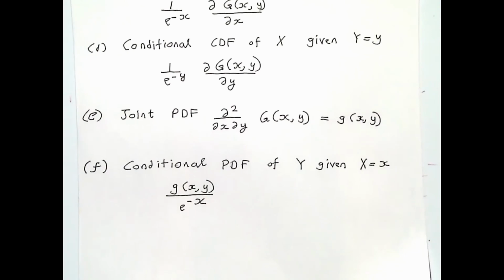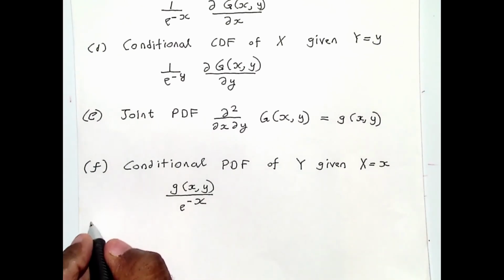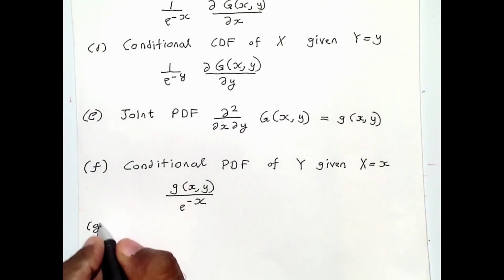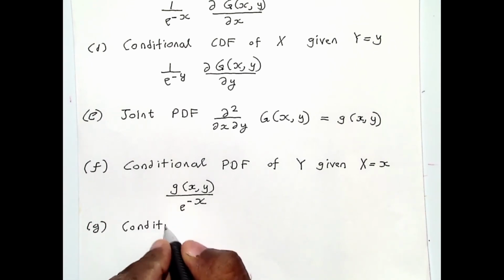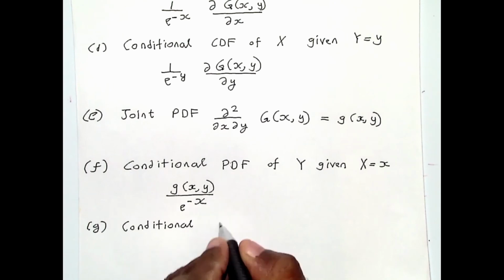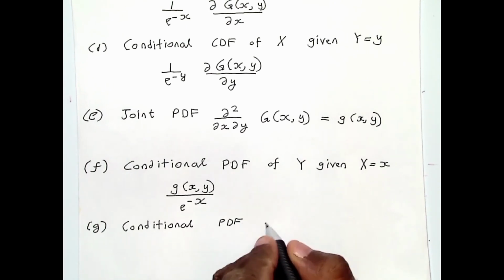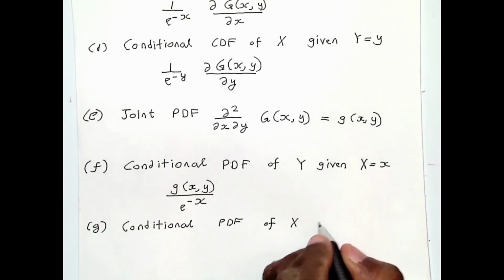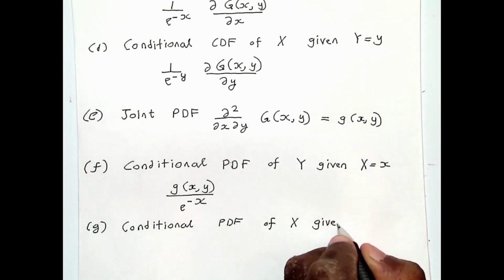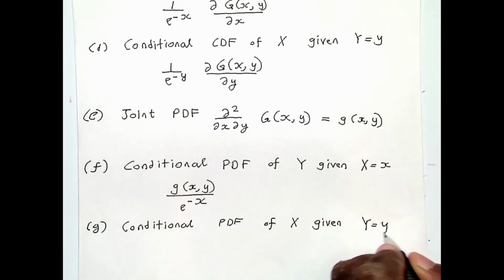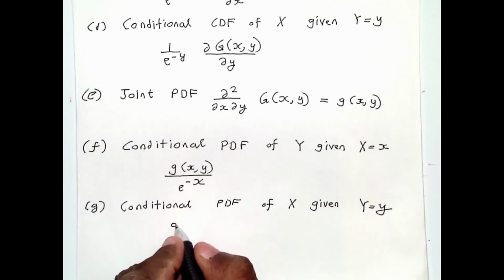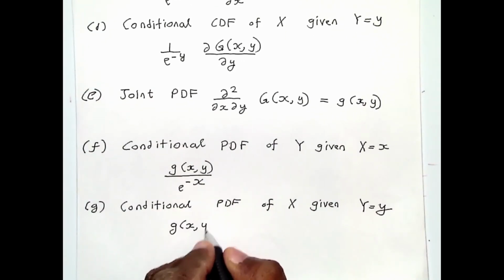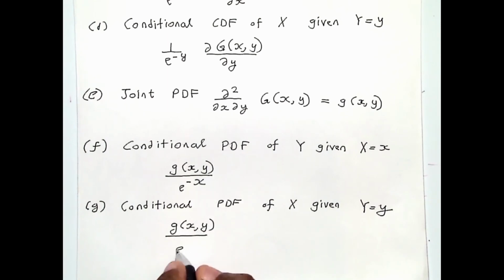And finally part G is to find the conditional PDF. To find this, you will use the following formula. All right, so this completes question 3.